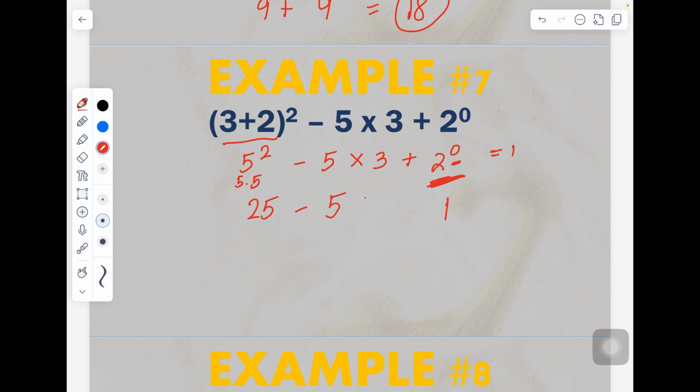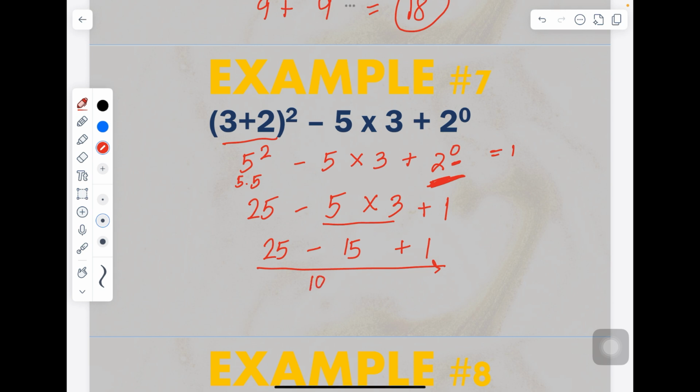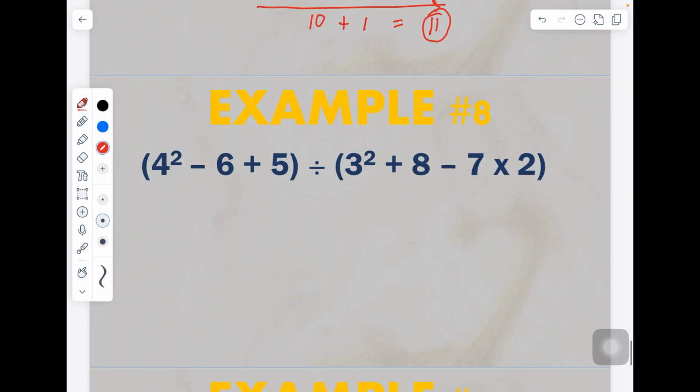Minus 5 times 3 plus 1. Okay, now we can do multiplication. 5 times 3, 15. Bring down 25 minus sign plus 1. Now I can do left to right because we've only got subtraction and addition. So 25 minus 15, 10 plus 1, 11. Okay, and then this one.